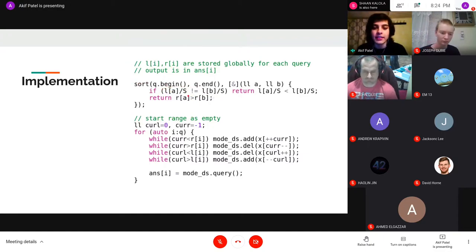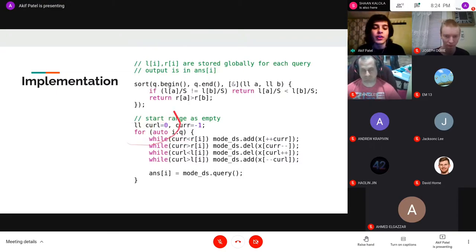So how do we sort it? We say, okay, take the left endpoint of that query and divide by S. So that gives the block we're in. The floor division gives the block we're in. And if the blocks of the left endpoints of these queries are not equal, then we just sort by which block it is. Otherwise, if the left endpoints are in the same block, then we just sort by the right endpoint, right? Okay, and then now we start out this range. So curL to curR is the range we have, and this starts out as an empty range, right?